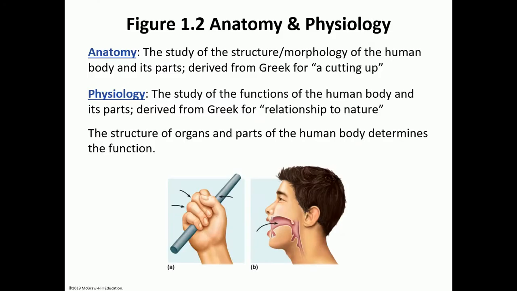So anatomy is the study of the structure of parts of the human body. Anatomy is derived from the Greek word for cutting up. So in anatomy, you're just studying what an organ looks like. Is it round? Is it square? How many chambers does it have? For example, the heart has 4, and so on. So it really doesn't tell you anything about the function of the organ.